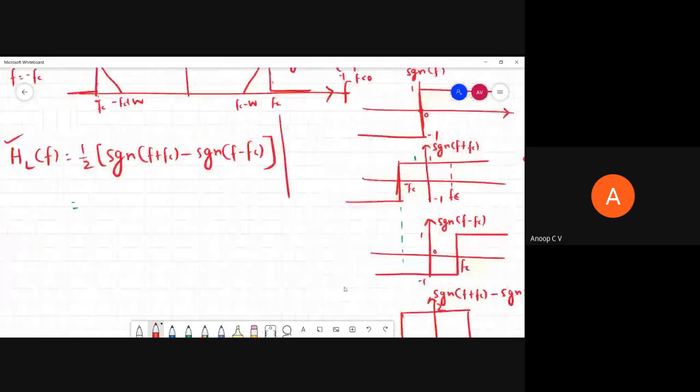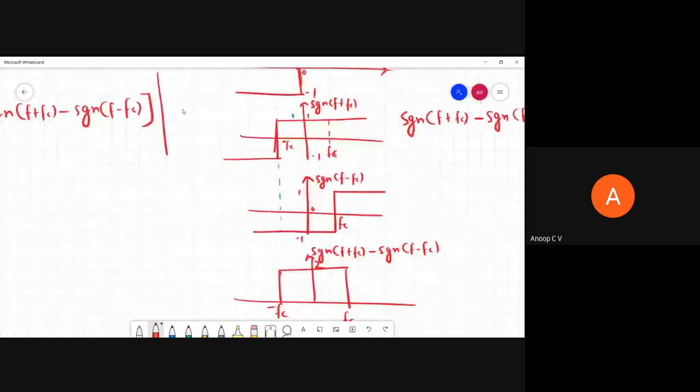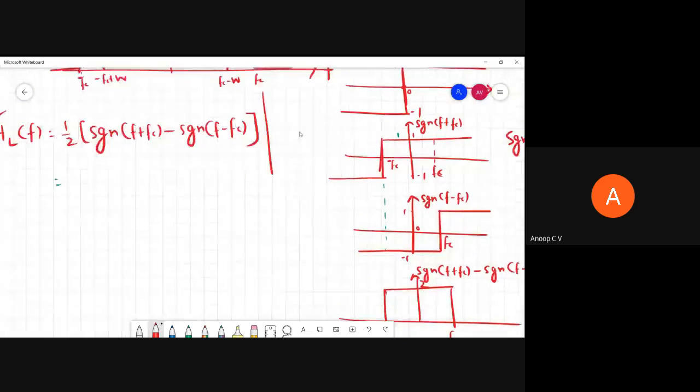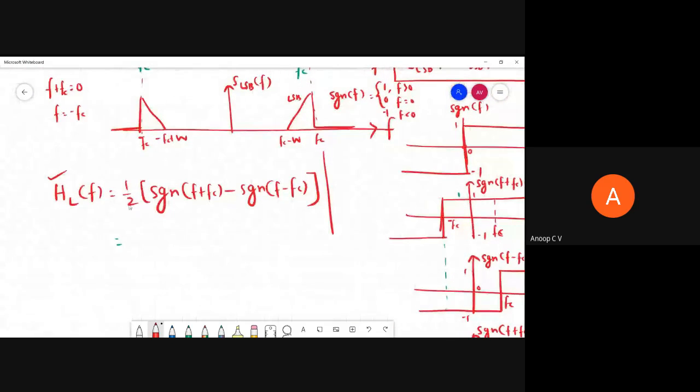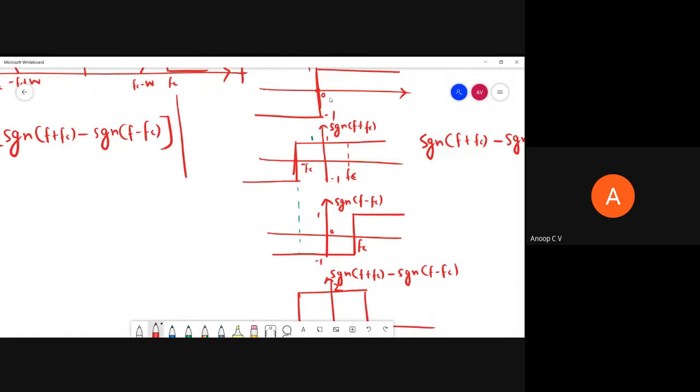Now, what do we want? It should be 1 from minus FC to plus FC, but what we have is 2 from minus FC to plus FC. So to make it 1, I can scale it by a constant equal to half. So that is what is done here. I've drawn it in detail here. This is signum of F. This is signum of F plus FC, which is signum of F shifted left by an amount FC. Signum of F minus FC will be signum of F shifted right by an amount FC.